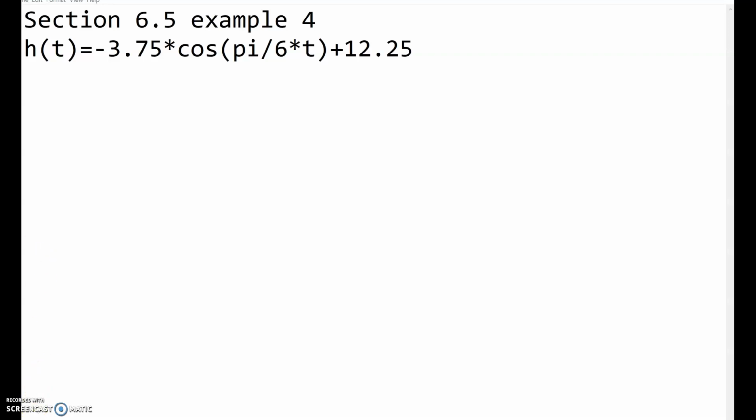Here's a follow-up to section 6.5, example 4. You just saw the video in the lesson about this. H of t is equal to negative 3.75 times cosine of pi over 6 times t, plus 12.25. And then the question was, how long until you have 14 hours of daylight?